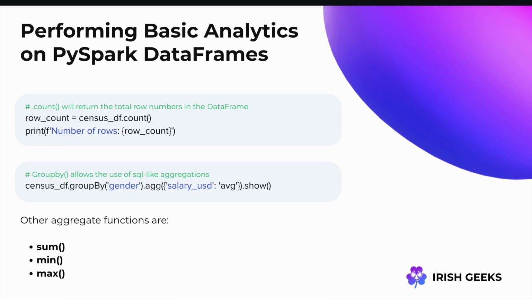Performing basic analytics on PySpark DataFrames. Once data is loaded, you can perform analytics. Simple aggregations, such as using the .count method to get the total number of rows, will return a single integer. For more complex summaries, you can use the groupBy and aggregate methods. For example, you can group the data by a gender column and then calculate the average salary_USD column for each group. This combination is powerful for quickly summarizing data and driving insights.